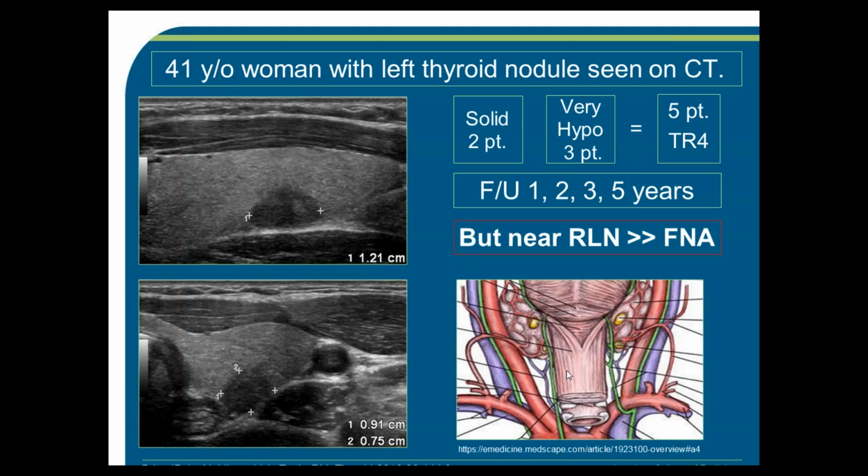If you look at this diagram, you can see where the recurrent laryngeal nerves are. They're right next to the esophagus, in the groove between the trachea and the esophagus and the thyroid. So nodules that are in this location are at increased risk of involving the recurrent laryngeal nerve. If the nodule enlarges just a small amount, that's going to put this patient at increased risk of surgical complications and increased risk of postoperative morbidity.